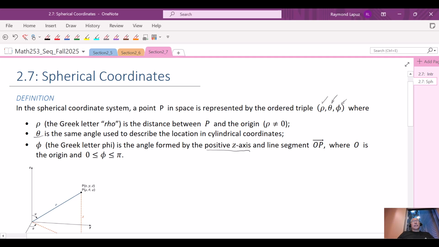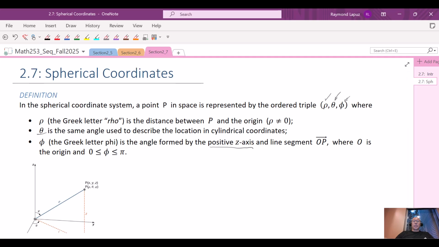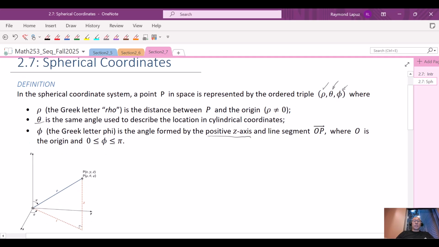Let me say that again. Rho is the 3-dimensional radial distance from the origin to the point that you're describing. So instead of the 2-dimensional radial distance that we measured in polar coordinates, this is a 3-dimensional radial distance.